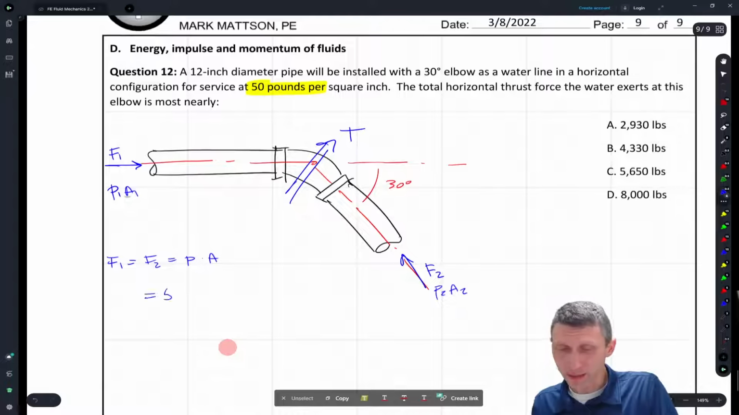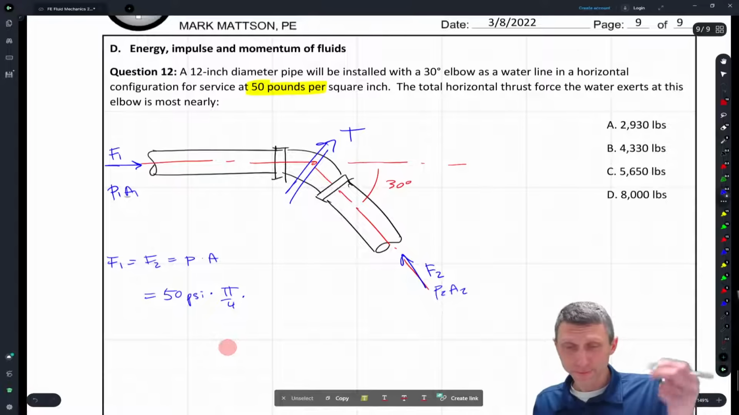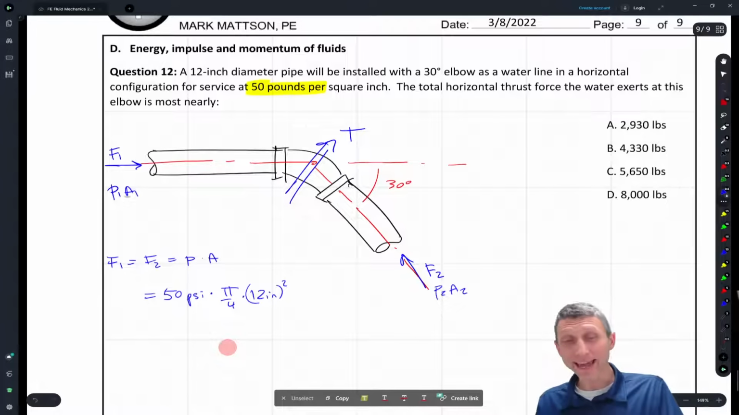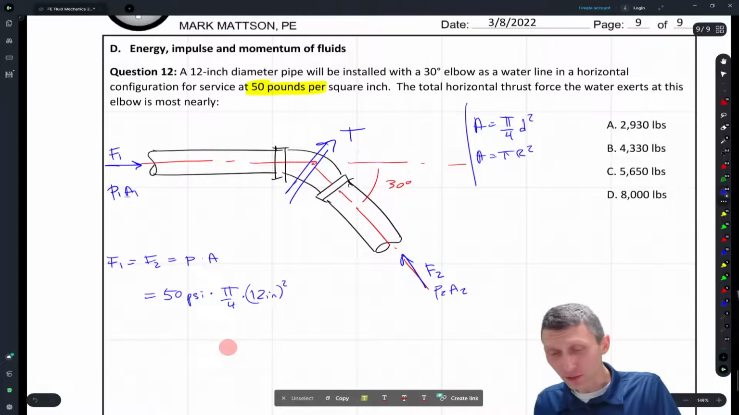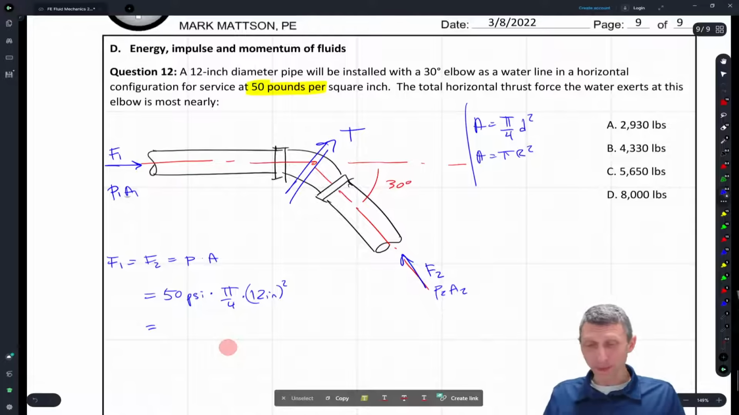Okay, so what's P? P is 50 pounds per square inch, PSI, times what's our A? Well, it's pi over 4 times 12 inches, 12-inch diameter squared. And if you wonder where that formula is coming from, pi over 4 d squared, that's the area of a circle, right? Or A equals pi r squared. I haven't said that all night, but I will now. So if you've been wondering where I've been pulling that from, that's where it's from. But hopefully that's not a wonder for you.